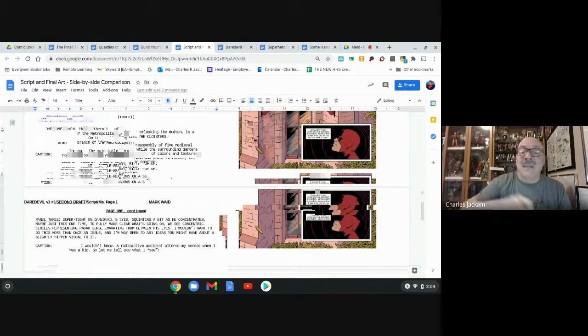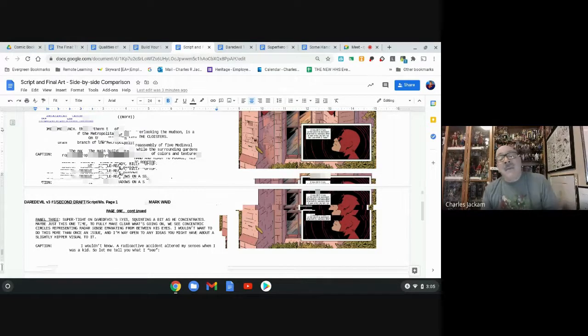That goes with this little teeny square inset there. Panel 3, super tight on Daredevil's eyes, squinting a bit as he concentrates. And he's basically trying to show that he's using his radar senses. Now, he's gone into a great deal of detail about that. This is how the artist visualized it. And it's a give and take. He describes something, the artist applies it in his own artistic fashion.